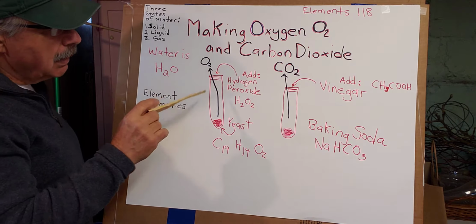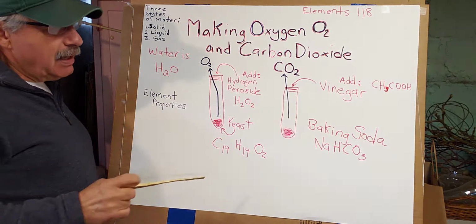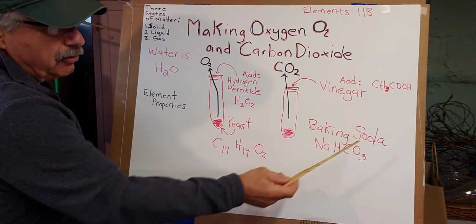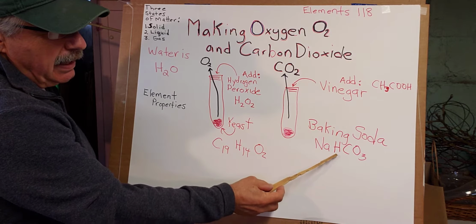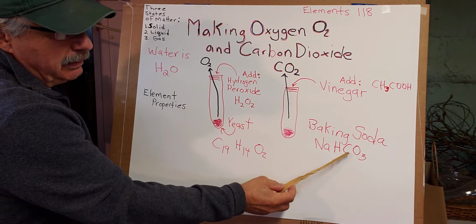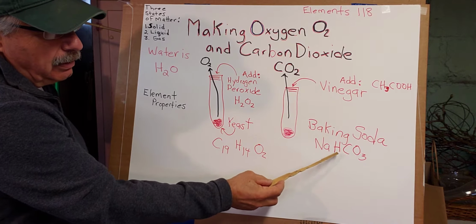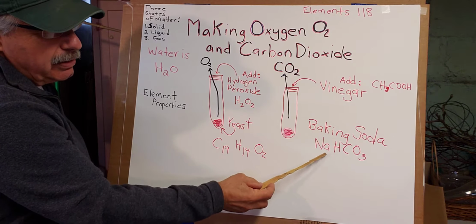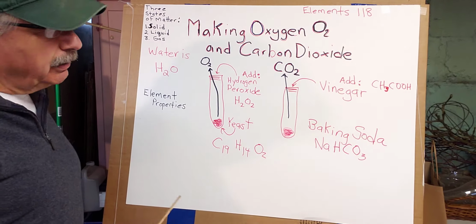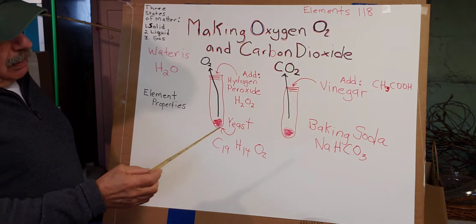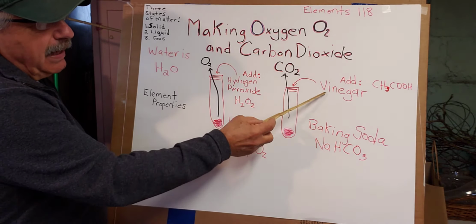Now, in the other test tube, we're going to make carbon dioxide. And carbon dioxide is made by using baking soda, which is sodium, Na, hydrogen, carbon, and oxygen: 3 atoms of oxygen to 1 atom of carbon and 1 atom of hydrogen and 1 atom of sodium. Now, sodium is another element found in the earth. So, what I'm going to do is put that baking soda in the bottom of the test tube. I'm going to add vinegar.